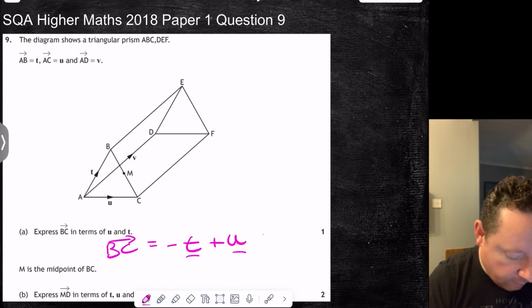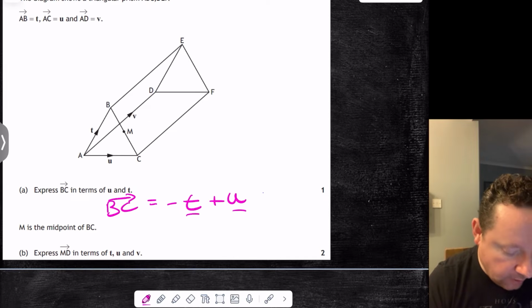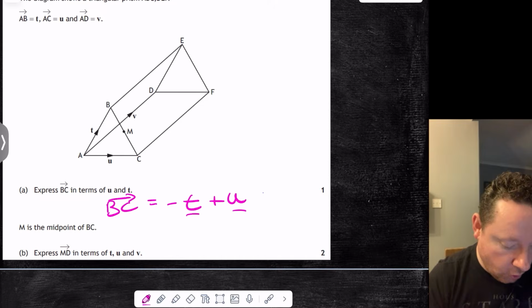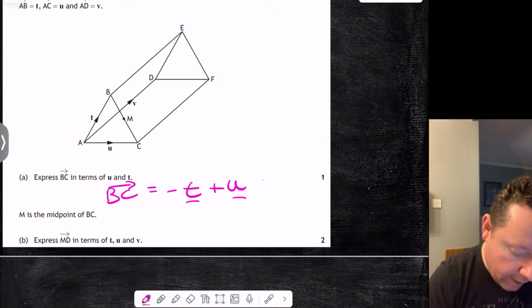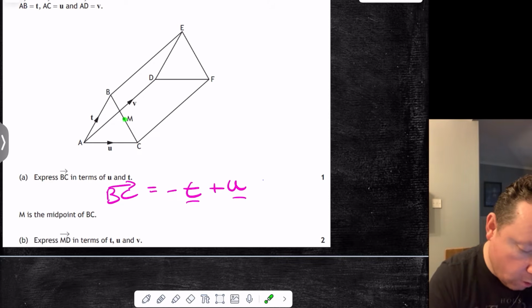M is the midpoint of B to C. Express M to D in terms of t, u, and v. So we're wanting to go from M, which is here, all the way over to D, and we need to figure a pathway we can take. So we could go down here, along there, and up here. So I suppose we need to work out what M to C is.